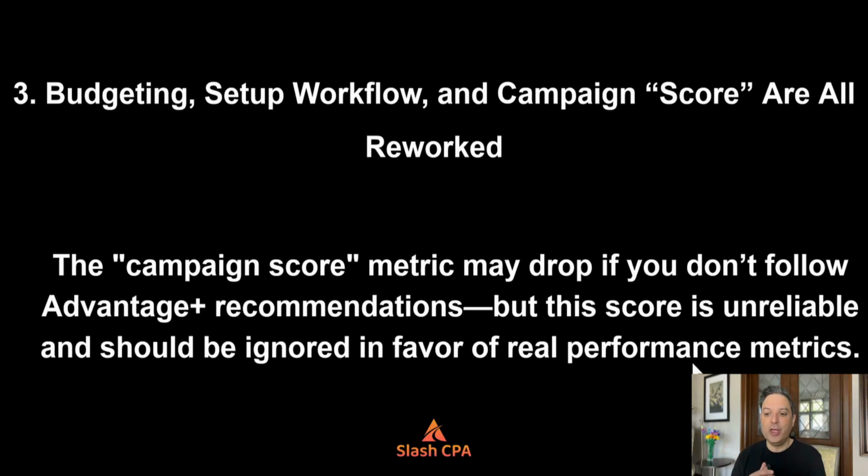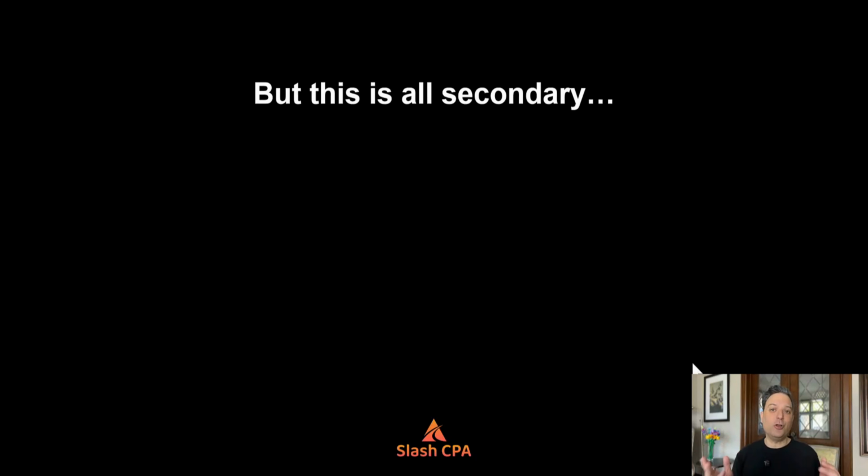Most of you guys probably know this, but this score is unreliable and should be ignored in favor of real performance metrics. So what are the most important things with Meta ads is conversions and sales. Sales calls leading to closed deals. Those are the most important metrics. Everything else is more of a vanity metric, if you will. But this is all secondary to one I want to share with you now.